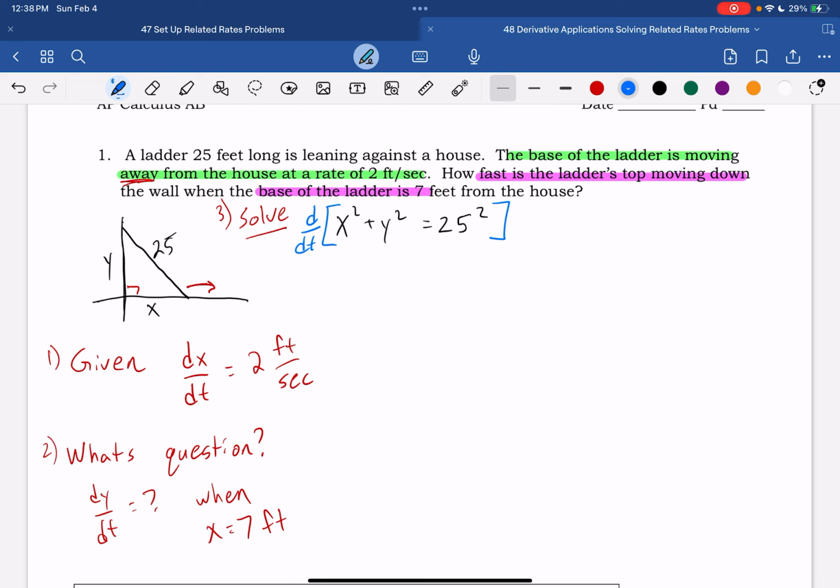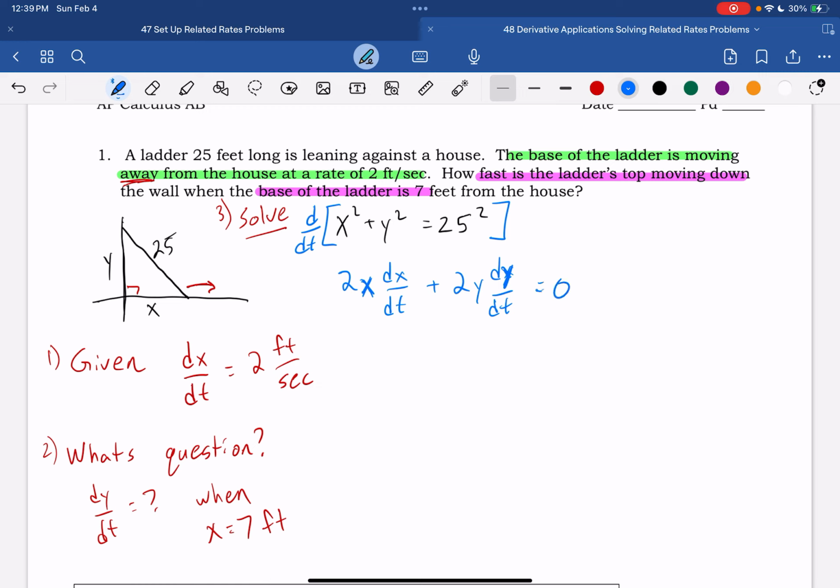We can use the power rule for x and y here to just bring down the 2. The exponent comes down, subtract 1, so we get 2x. But unlike implicit differentiation, where we only added in the dy/dx's, here we're going to add in these rates or these changes for both. So what ends up happening is we get a 2x times dx/dt, and then we get 2y times dy/dt. And then same as normal, any constant is just going to be 0.